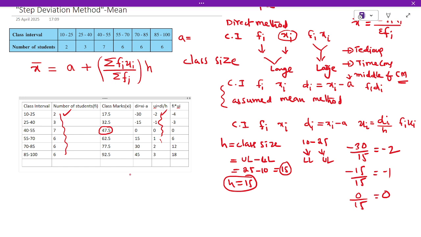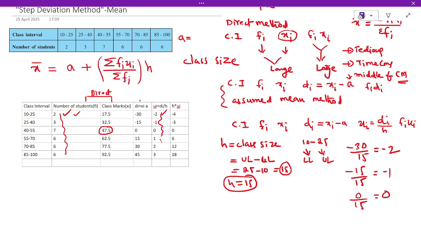Now what I want to say is that up to here it is the direct method. These are all decimal numbers, and multiplication of fi with these decimal numbers takes time. I'm not saying that it is complex, but it takes time. So we want to reduce the time spent on our calculation.